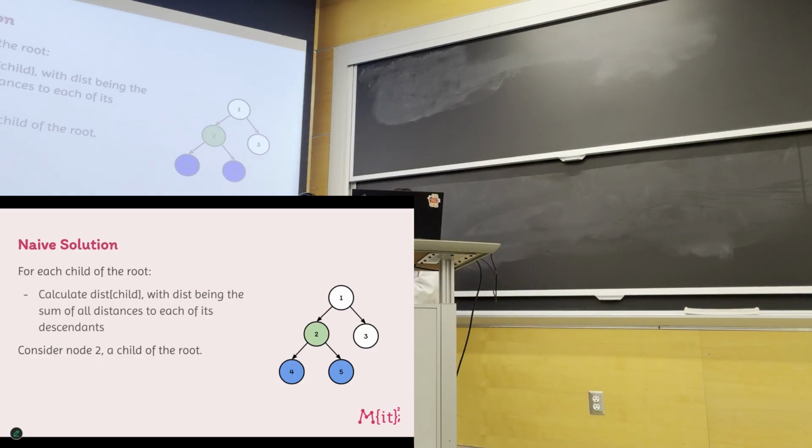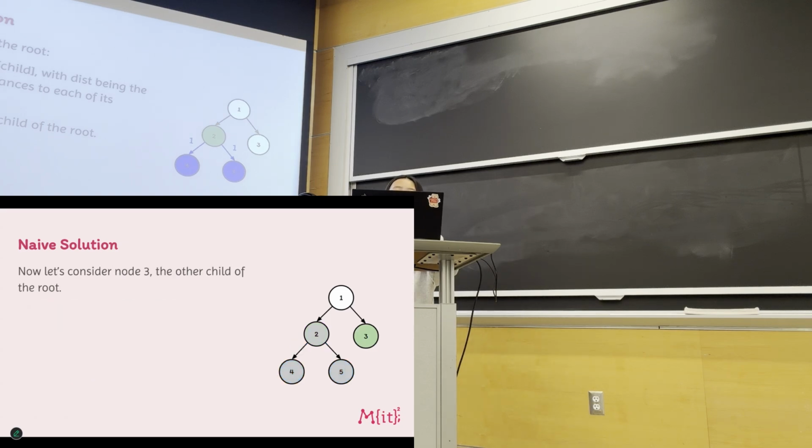So for the naive solution, let's first consider node 2. Its descendants are node 4 and 5. Right? And so the first path is where we're finding the path from 2 to 4, and that distance is 1. And then we consider the path from 2 to 5, and that distance is also 1. So we add those two together, and the sum of all distances to its descendants is 1 plus 1, which is 2.